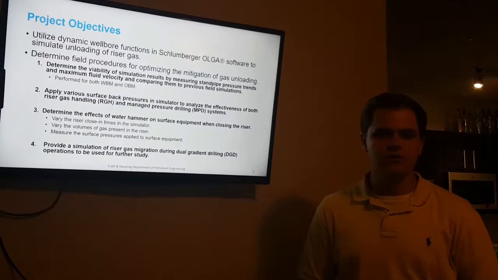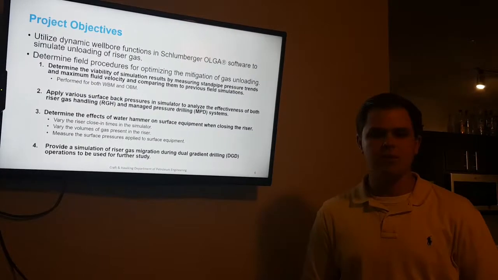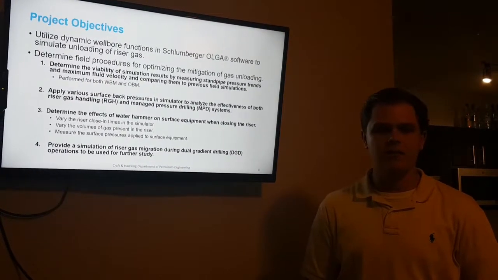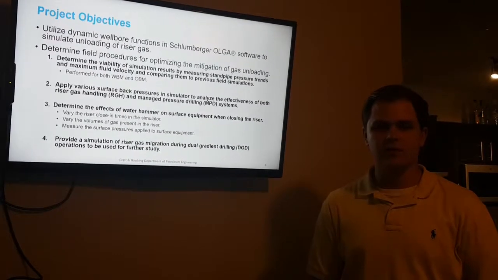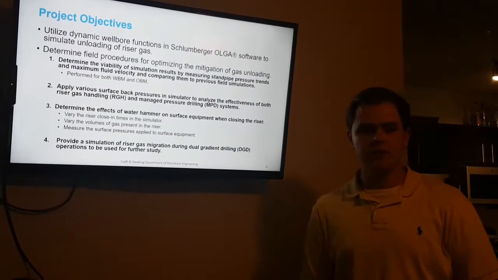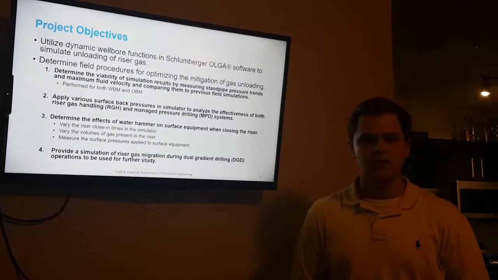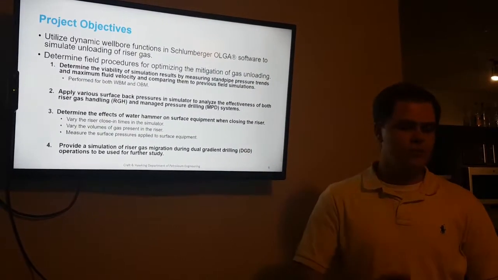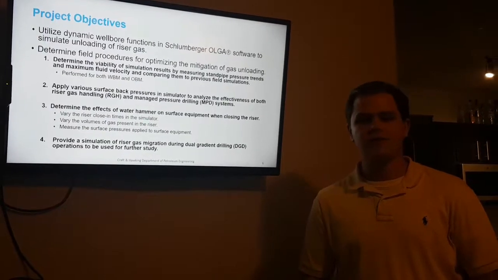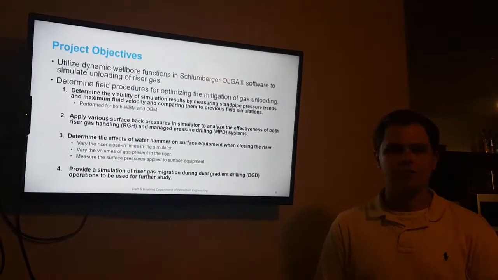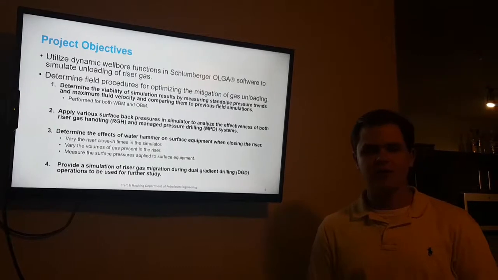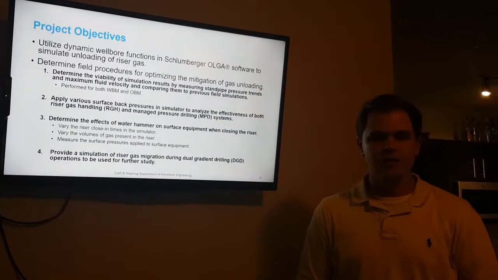First, we will determine the viability of simulation results by measuring standpipe pressure trends and maximum fluid velocity and comparing them to previous field simulations. This will be performed for both water-based muds and oil-based muds. Just as Quinn was referring to earlier, they do have different properties, and will act differently, or we are expecting them to act differently in the riser.